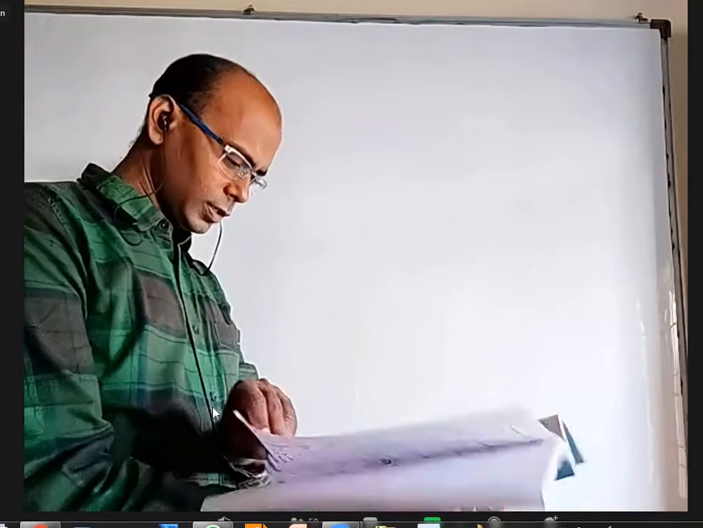Okay, so properties of triangle: 18 is completed, now the 19th one.